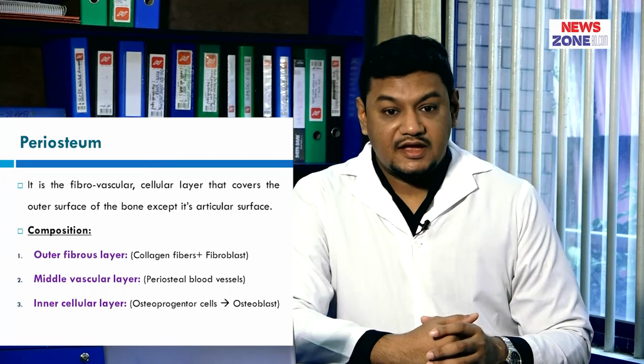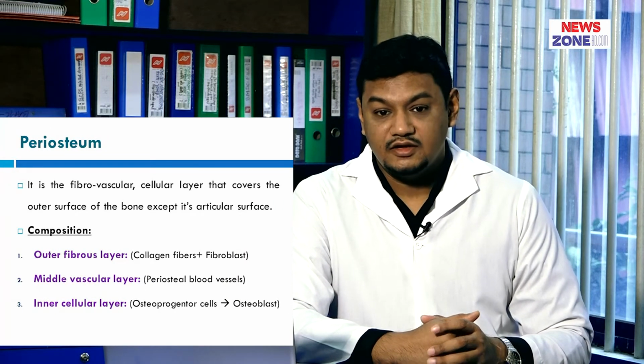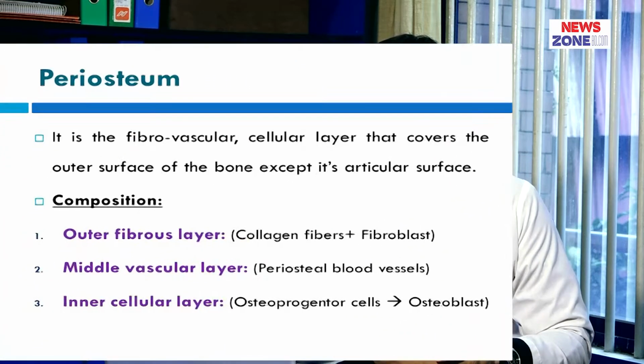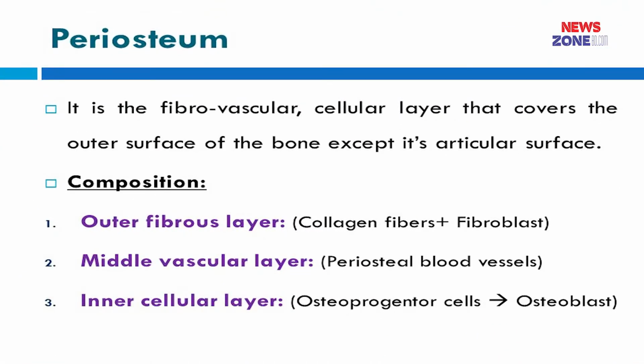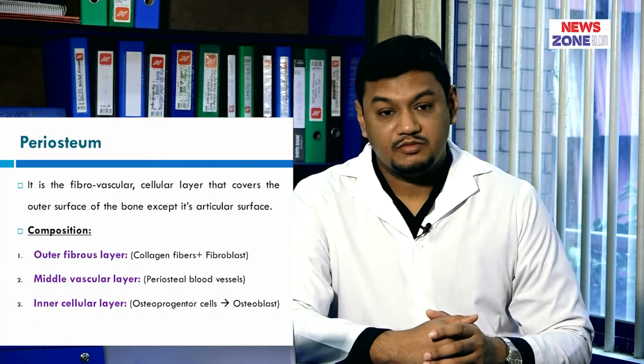Now let's discuss the periosteum. As we can understand, peri means peripheral and osteum means bone. So the structure which is surrounding the bone is the periosteum. What is the definition of the periosteum? You can see the definition includes three parts.